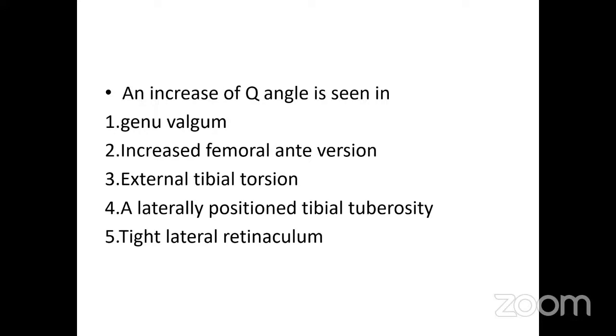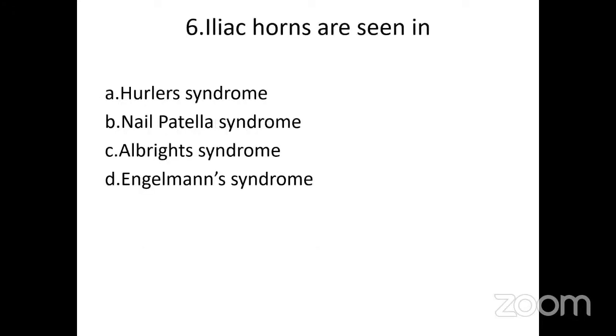Why? Because the limb will be more externally rotated, and external tibial torsion also contributes to Q angle. Why? Because the tibial tubercle will be externally rotated, giving a lateral position of the tibial tuberosity. And when the lateral structures are tight or when the medial structures are lax, again it will contribute to increased Q angle.